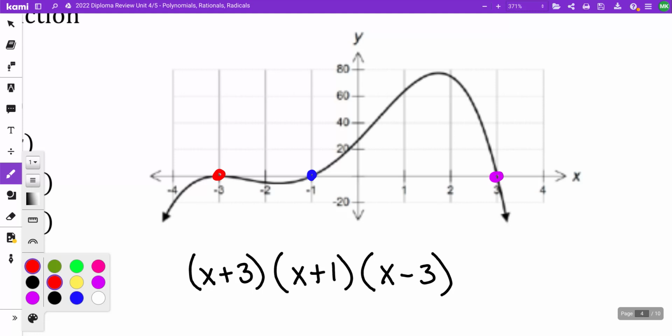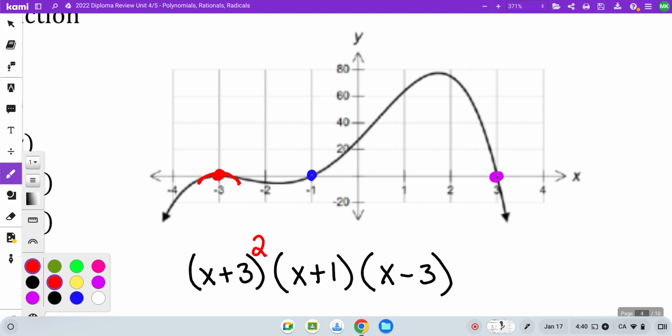Cool. Now do the multiplicity for those factors. Looking at the first one, notice that it makes our little quadratic here. That tells me I have an even multiplicity for that spot. It could be 2, 4, 6, 8, any of those things. Typically, we just make it 2. Makes life a little bit easier.